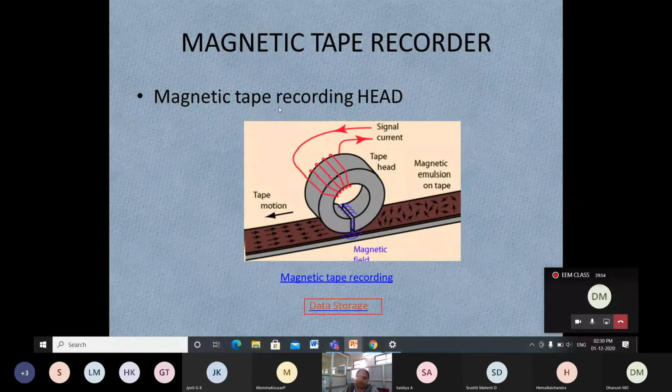Then is the magnetic tape recorder. The magnetic tape recording head: here the construction is a magnetic tape head. Signal current is provided for the magnet. Here there is magnetic emulsion on the tape, and a magnetic field is going to be there, this blue color line. A magnetic field is induced on the tape by the motion. This magnetic field starts rotating on the magnetic tape.